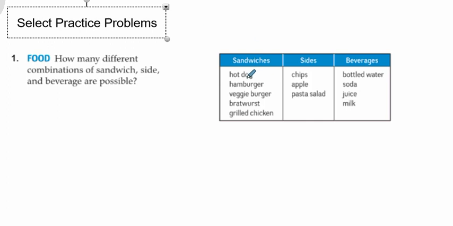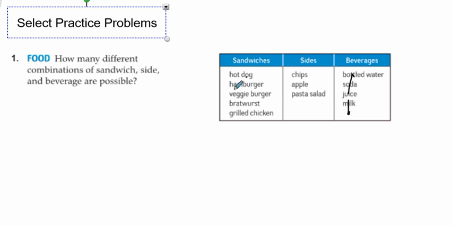So you know that with the hot dog and chips, you have four options. With hot dog and apples, you have four options. With hot dogs and pasta salads, you have four options. And so you can go through it that way and see how many you have.